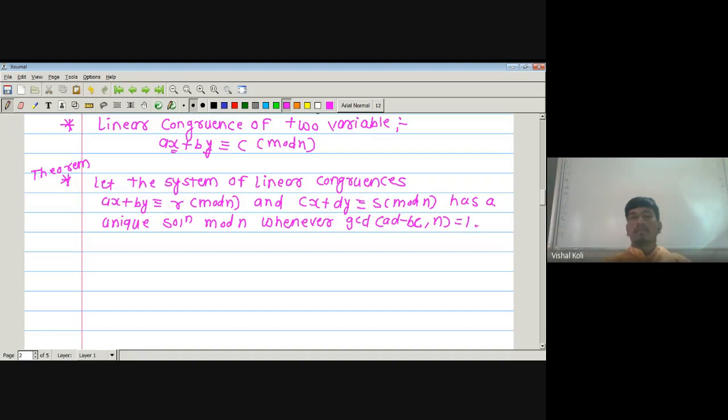Okay, so here we have to prove this. That is, the given system of linear congruences ax plus by congruent to r modulo n and cx plus dy congruent to s modulo n has a unique solution modulo n whenever GCD of ad minus bc and n is equal to 1. Okay, let us see its proof.